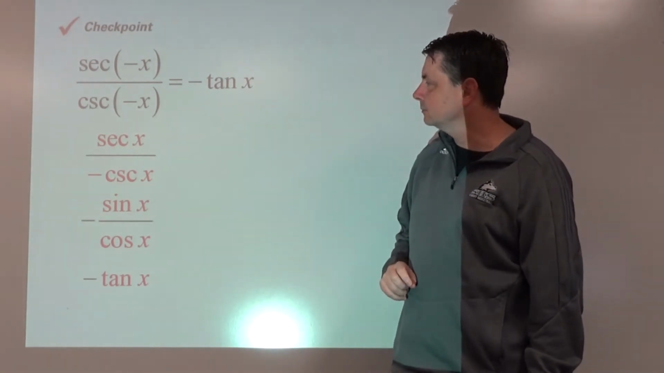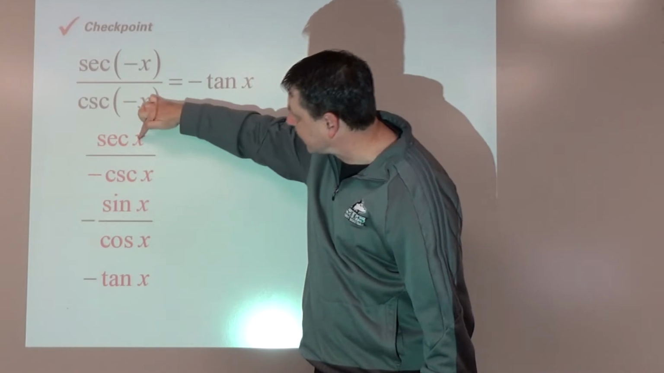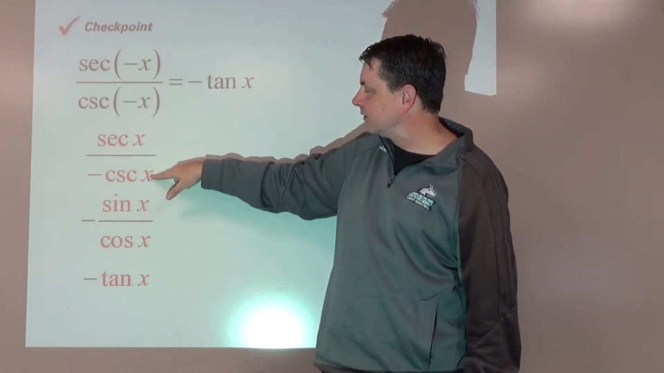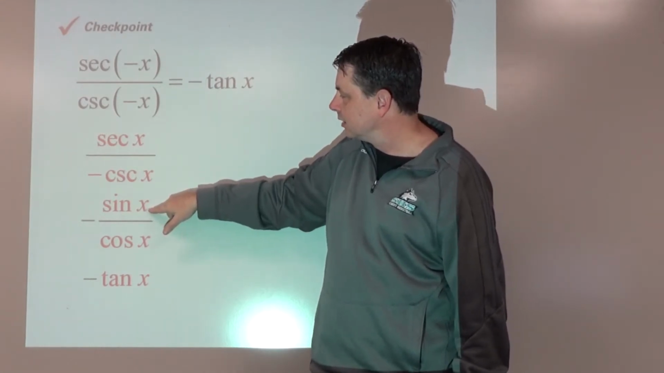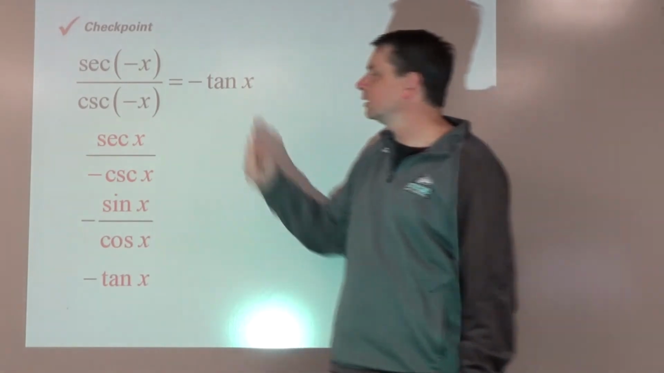After that, we can do some reciprocals. Secant x on top becomes cosine of x on the bottom. Cosecant of x on the bottom, reciprocal becomes sine of x on the top. The negative can go out in front, quotient identity, and it matches.